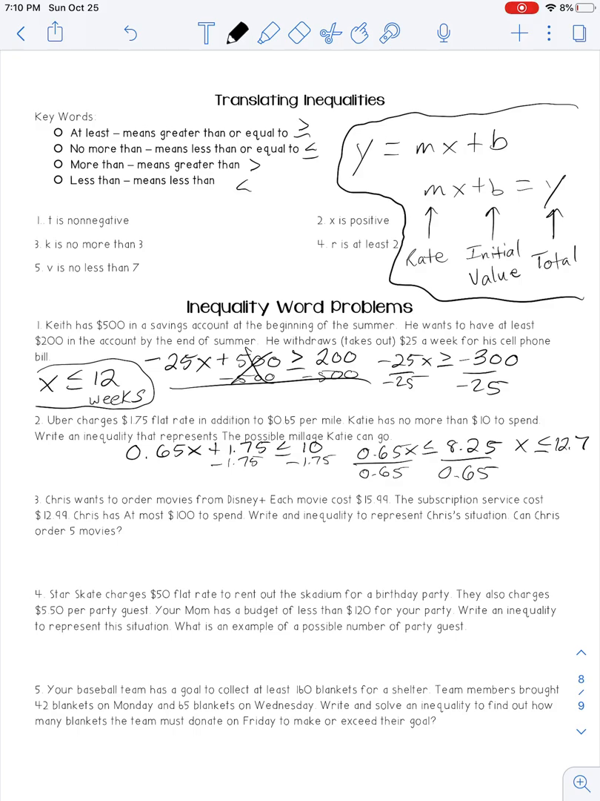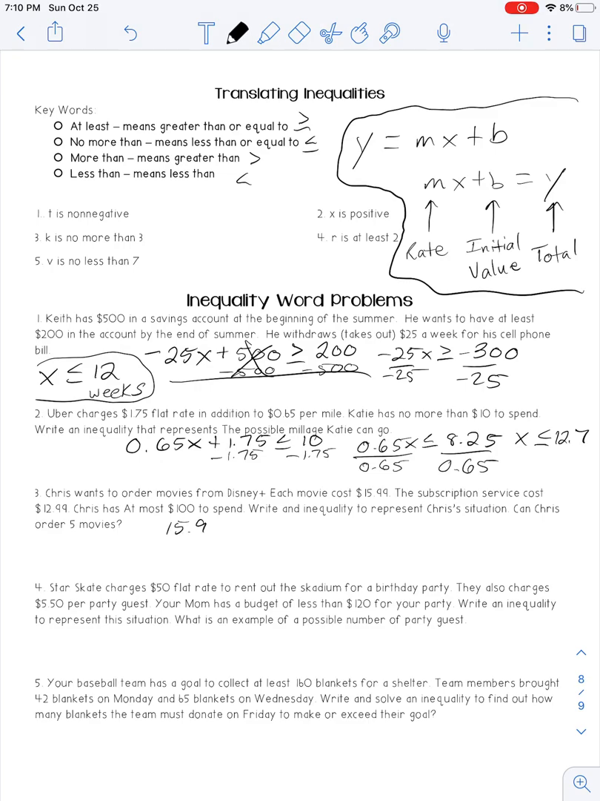All right, number 3. Chris wants to order movies from Disney. Each movie costs $15.99, so that's a rate, so 15.99x. The subscription service costs $12.99. Chris has at most $100 to spend. So the subscription would be what he has to pay before he can even rent a movie.